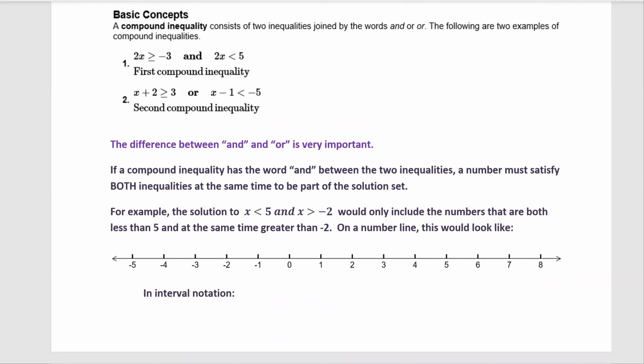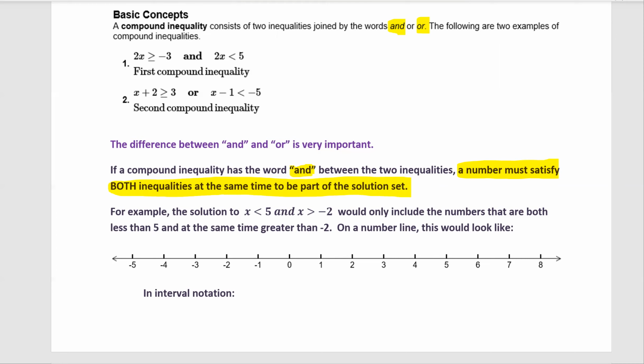Basic concepts. A compound inequality consists of two inequalities joined by the words and or. The following are two examples of compound inequalities, and you can read number 1 and number 2. The difference between and or is very important. If a compound inequality has the word and between the two inequalities, a number must satisfy both inequalities at the same time to be a part of the solution set.